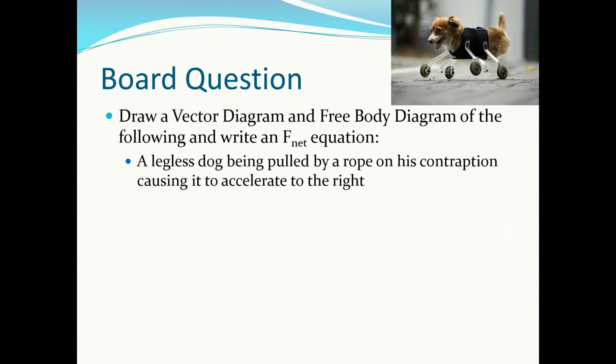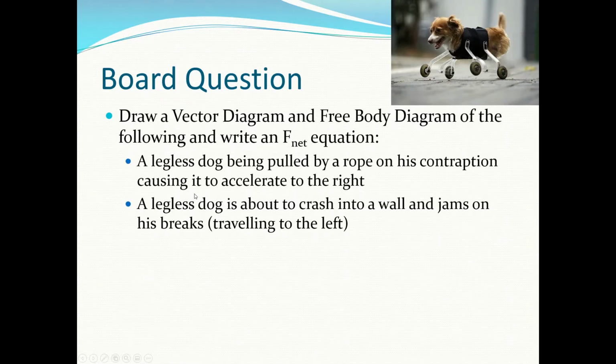Let's try another one, just in case that one was a little bit confusing. We have our legless dog, who is about to crash into a wall, jams on his brakes, traveling to the left. I want you to draw a free body diagram, an F-net equation, and a vector diagram for this situation. Try your best.